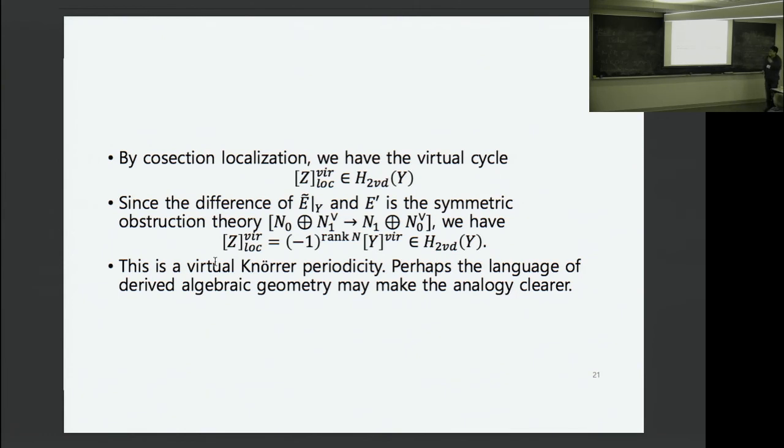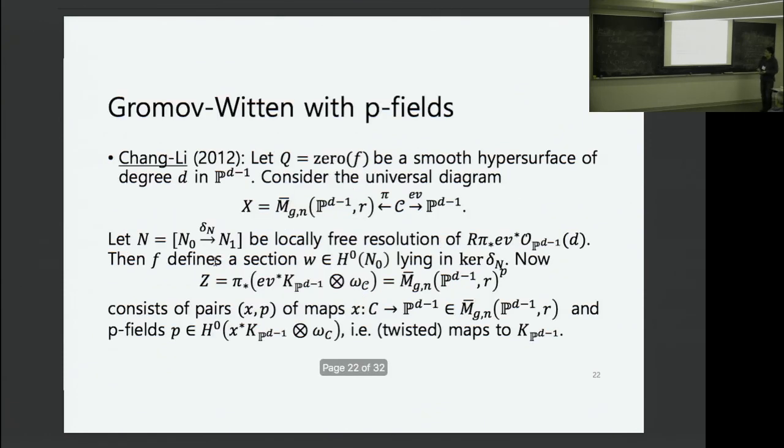Okay, so let me discuss some examples. So the first example is by Li and Zinger in June 2012. Here, Q is the Calabi-Yau hypersurface. And then X is the moduli of stable maps to the projective space. And then C is the universal curve, with the universal map to P^(D-1). And N in this case is the locally free resolution of this sheaf. We have a degree D line bundle in projective space. Pull it back, push it down, and then you can find the two-term complex of locally free sheaves. That's my N.